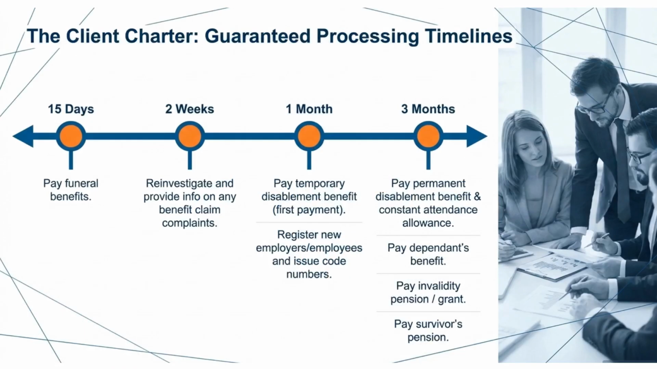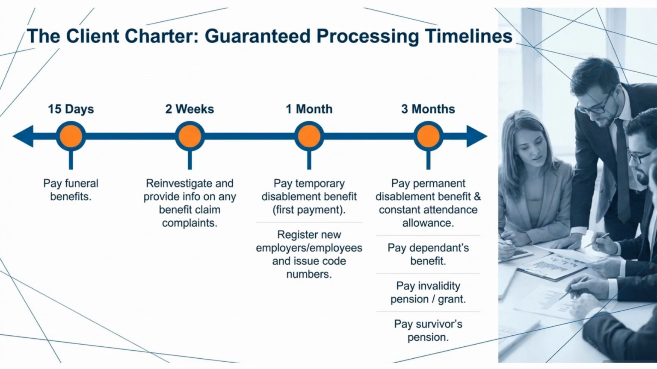SOCSO's client charter sets specific turnaround commitments for processing claims and registrations. These timelines assume that all relevant information and completed claim documentation has been received. The 4 service level tiers are 15 days. Funeral benefits are to be paid to eligible dependents of deceased persons within 15 days. 2 weeks. SOCSO will reinvestigate and provide information on every complaint regarding benefit claims within 2 weeks. 1 month. Temporary disablement benefit, first payment, is to be paid to injured employees within 1 month. New employers and employees will be registered and issued their code/registration numbers within 1 month.